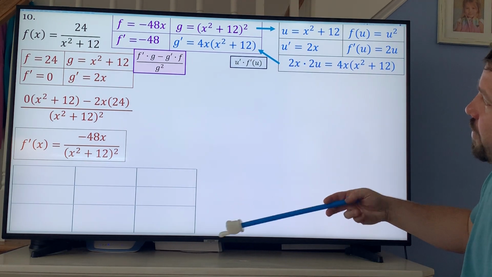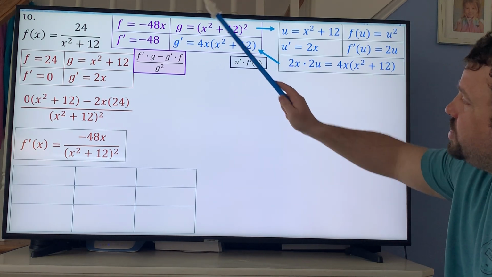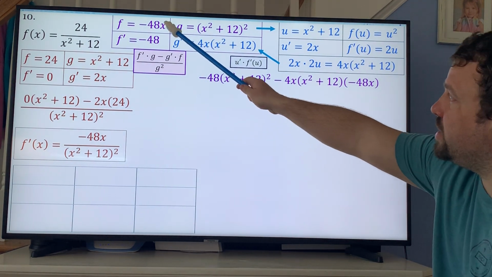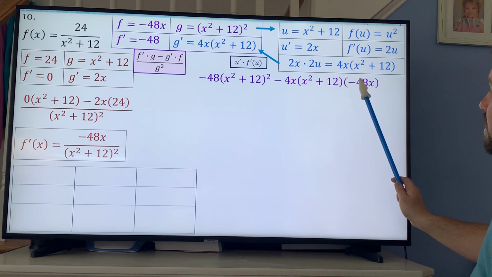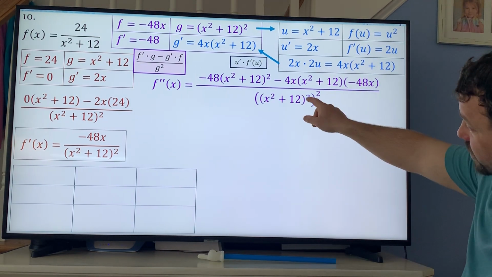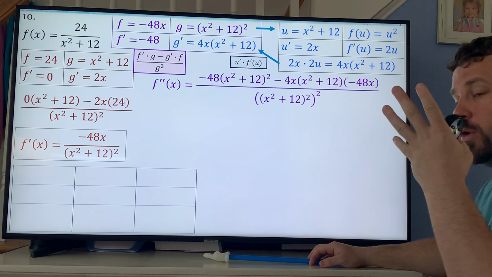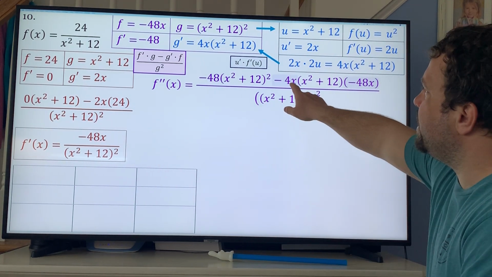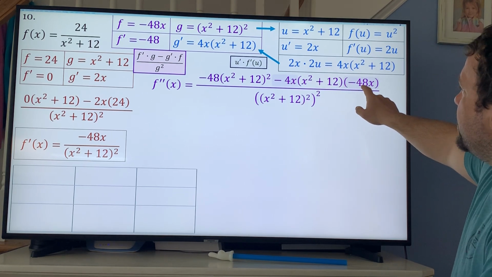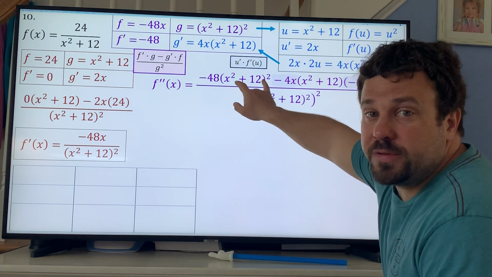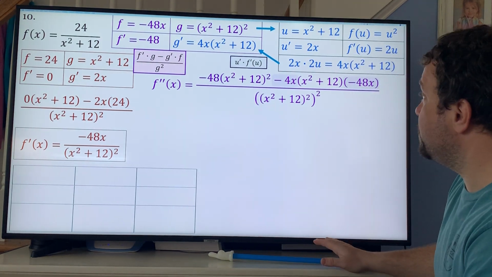All right? f prime, negative 48 times g, minus g prime times f, over g squared. Now when you square the squared, remember you raise it to the 4th power. Now here's where this gets a little tricky. So I can take negative 4x and multiply it by negative 48. I'm going to keep all the x squared plus 12s and not multiply into them yet.